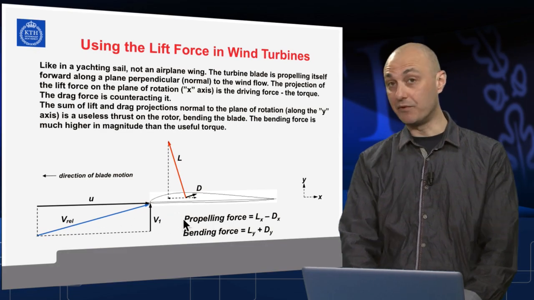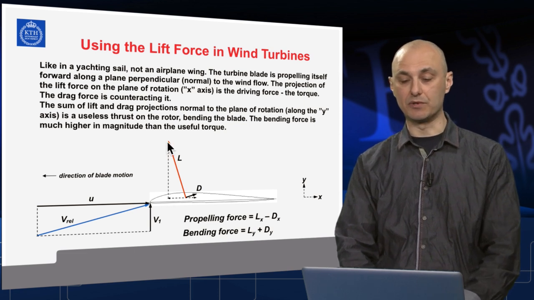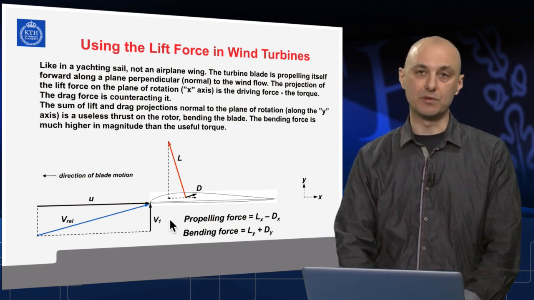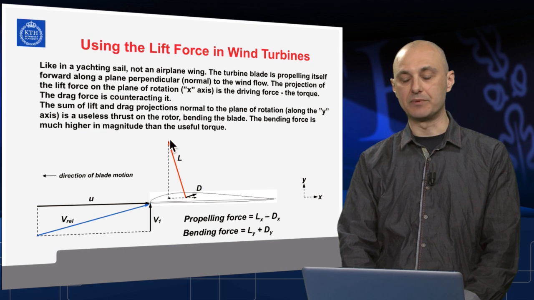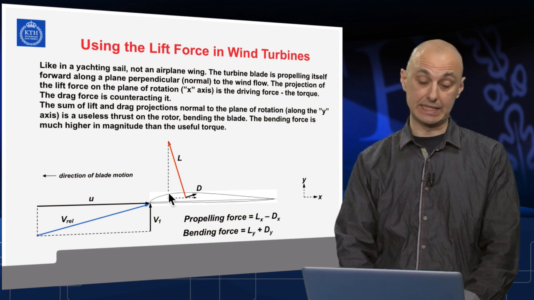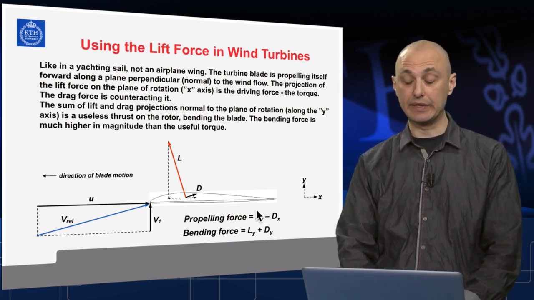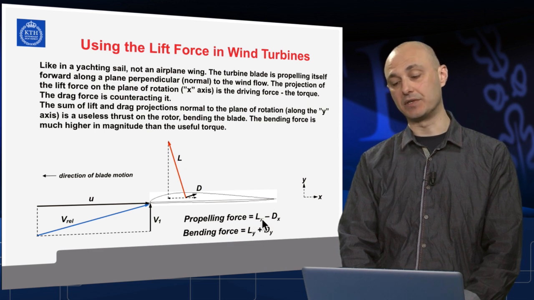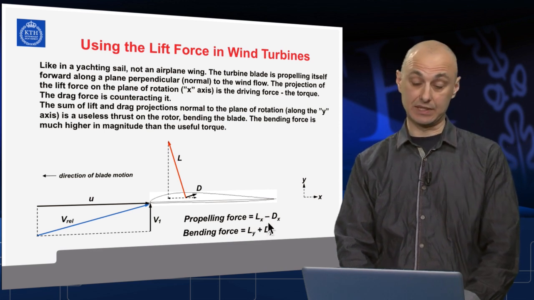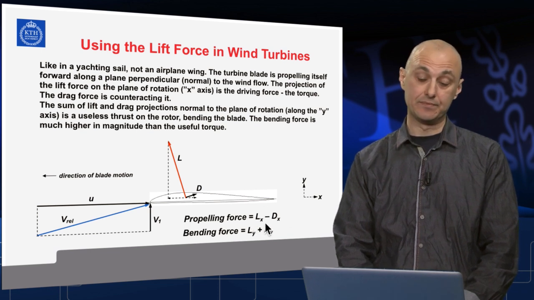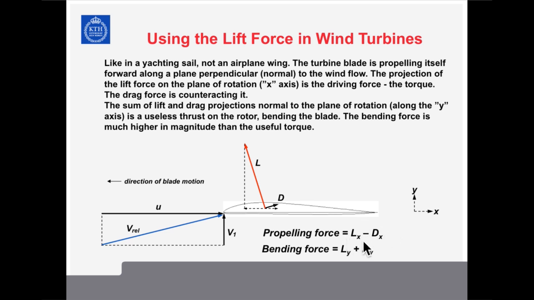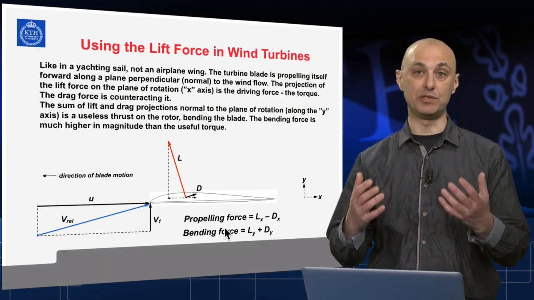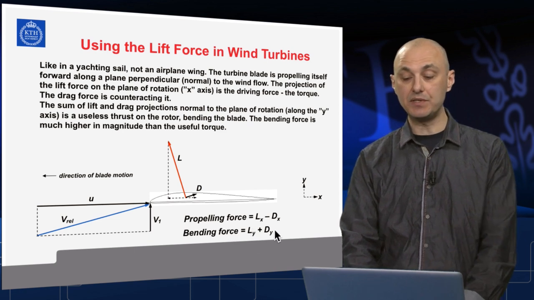The propelling force, or the actual force that extracts power from the wind, would be represented by the projection of the forces on the vertical axis, or the y-axis. And it is unfortunately the difference between the projection, on the x-axis, of the lift and drag. The drag is a stopping force, while the thrust force is useless, simply bending the blade, and the machine should withstand it somehow. It is the summation of the lift and drag.